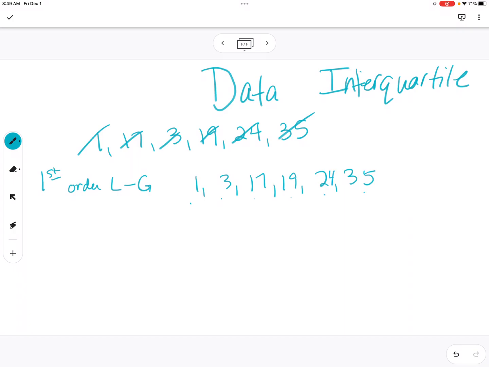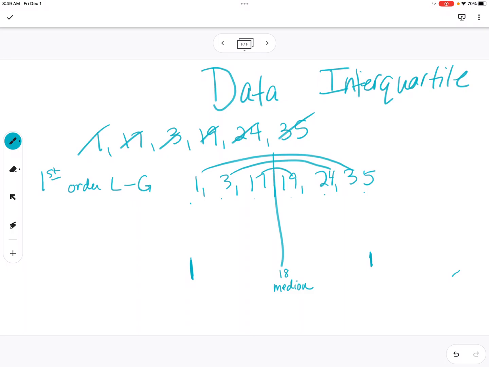The first thing you do is find your median, and I always like to do it like this. What's exactly in the middle of 17 and 19? Well, it's 18. So that is my median because it's in the middle of the data. 35 is my maximum and 1 is my minimum.